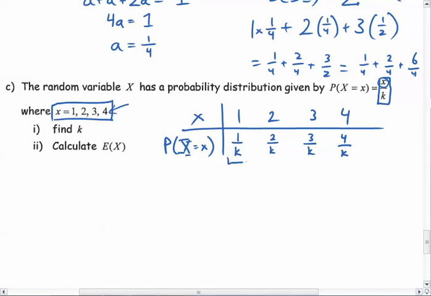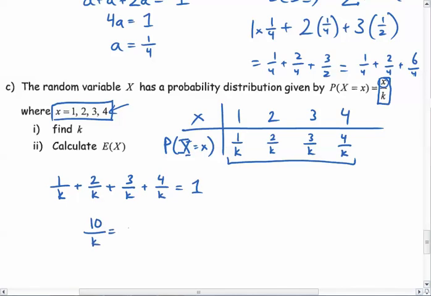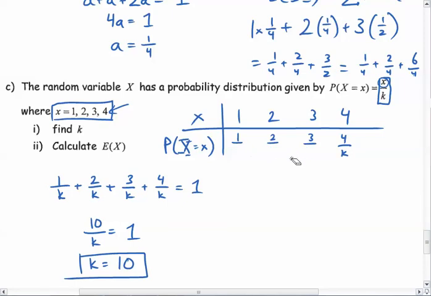I don't know what k is, but I do know that these are all the possibilities. So that means my whole space should add up to 1, because it represents 100% of all the possibilities. You're quite often going to use the fact that all the probabilities add up to 1. Now luckily I have a common denominator, so I can just add the tops. 1 plus 2 plus 3 plus 4 is 10. So 10 divided by something is 1. That something must be the number 10. 10 divided by 10 is 1. So k is 10. Now I can fill in all my proper probabilities. 1/10, 2/10, 3/10, and 4/10 chance.